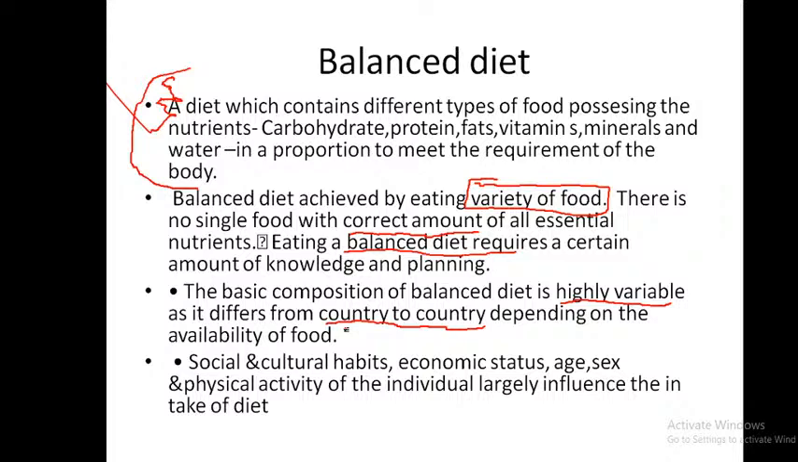Two, social and cultural habits, economic status. Balanced diet is for everyone, it's not the same. എനിക്കുള്ള ബാലൻസ്ഡ് ഡയറ്റ് അല്ല നിങ്ങളുടെ ബാലൻസ്ഡ് ഡയറ്റ്. 1 വയസ്സുള്ള കൊച്ചിന്റെ ബാലൻസ്ഡ് ഡയറ്റ് അല്ല 10 വയസ്സുള്ള കൊച്ചിന്റെ, 10 വയസ്സുള്ള കുഞ്ഞിൻ്റെതല്ല 50 വയസ്സുള്ള ആളുടേത്. So the balanced diet varies with cultural and social habits, economic status, പൈസ, age. 1 വയസ്സും 10 വയസ്സും തമ്മിലുള്ള വ്യത്യാസം. ആണുങ്ങൾക്കും പെണ്ണുങ്ങൾക്കും വേണ്ട ബാലൻസ്ഡ് ഡയറ്റ് വേറെയാണ്.